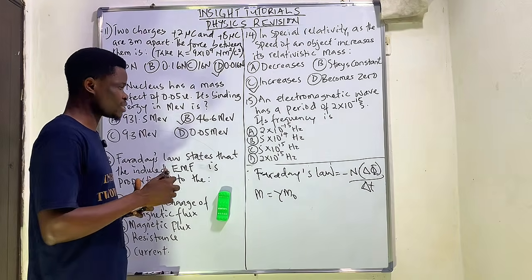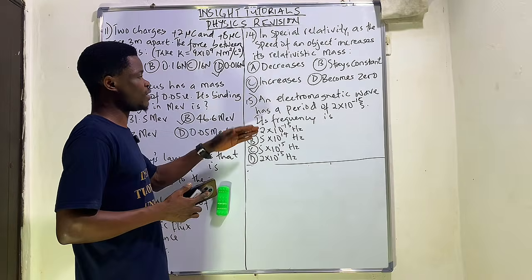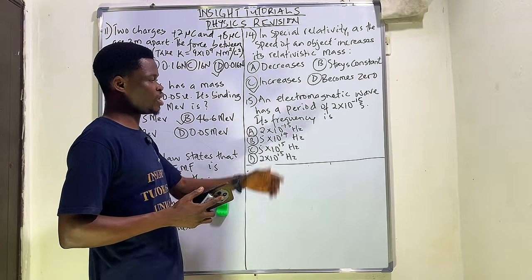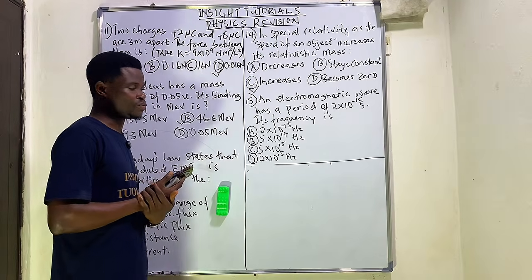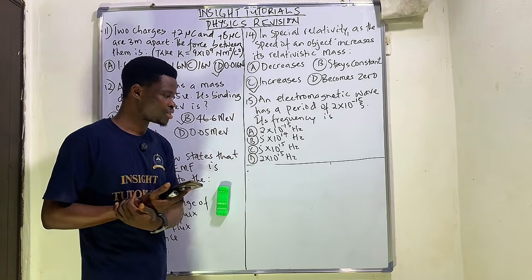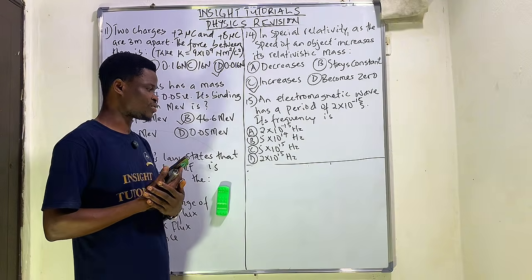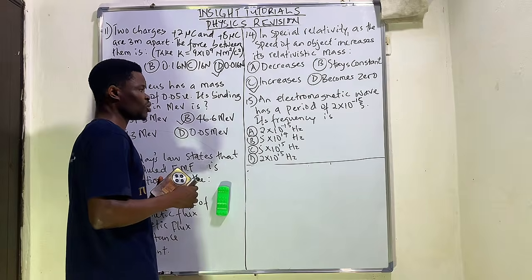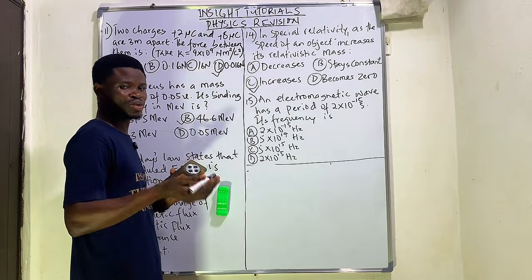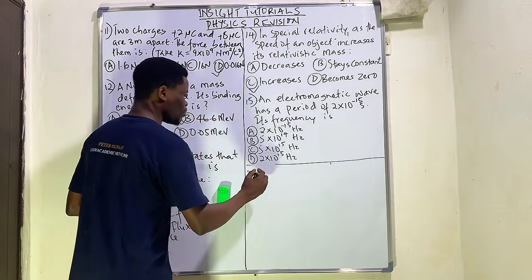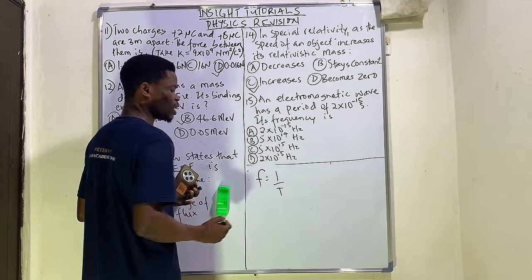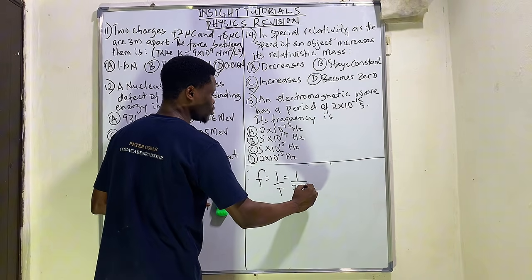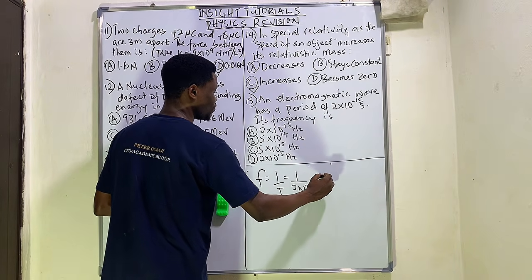The next question says that an electromagnetic wave has a period of 2 times 10 to the power of minus 5 seconds. We are asked to look for its frequency. A says 2 times 10 to the power of minus 15 hertz. B says 5 times 10 to the power of 15 hertz. C says 5 times 10 to the power of 15 hertz. And D says 2 times 10 to the power of 15 hertz. For us to be able to calculate this, we know that the relationship between frequency and period is an inverse relationship. So our frequency is going to be 1 all over the period, which is 2 times 10 raised to the power of negative 15.